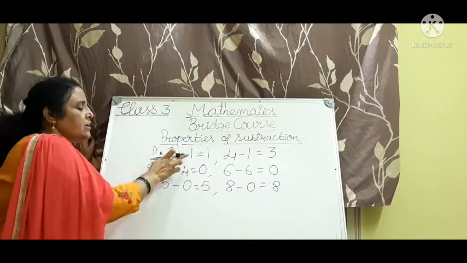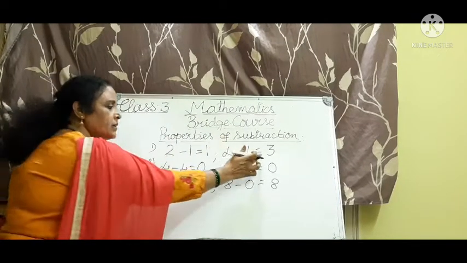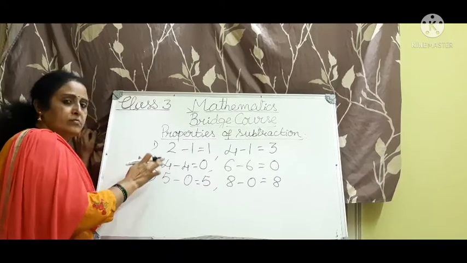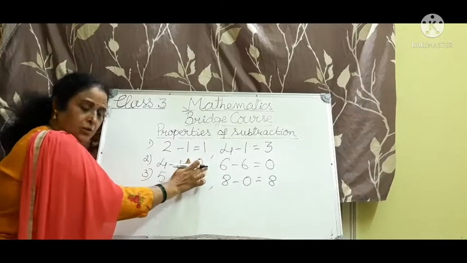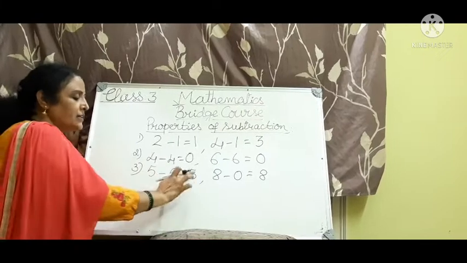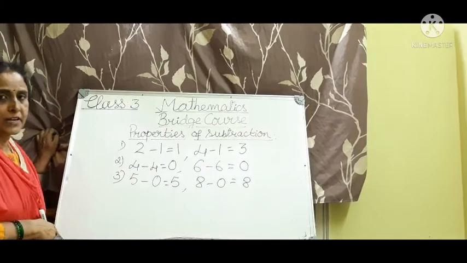Once again, if we subtract 1 from any number, we will get the before number. If we subtract a number from itself, we will get 0. If we subtract 0 from any number, we will get the same number. These are the properties of subtraction.